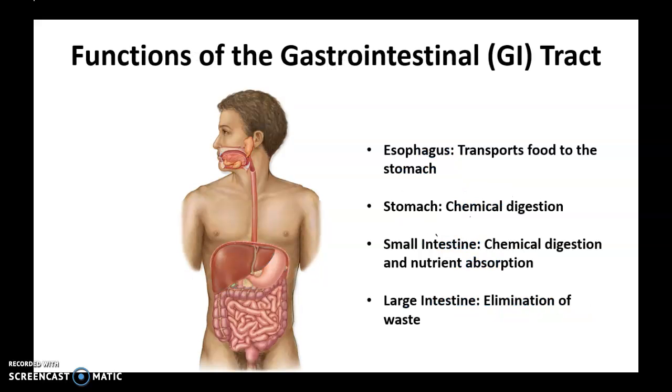Now, after we swallow food, the esophagus transports the ball of food to the stomach, where the food gets mixed with different gastric juices. The partially digested food then moves to the small intestine, where further digestion takes place. Small intestine is also the main site for nutrient absorption. The undigested materials then move into the large intestine, where they are compacted to form fecal matter.